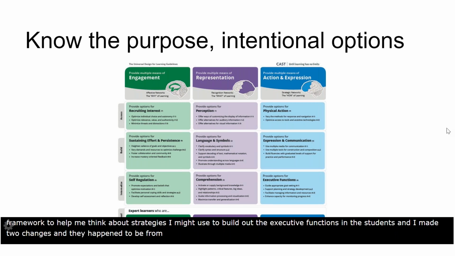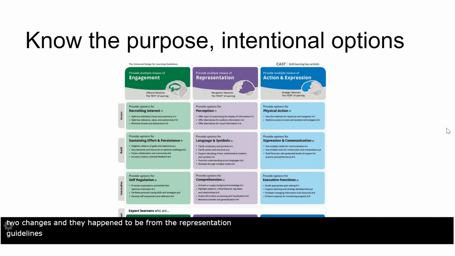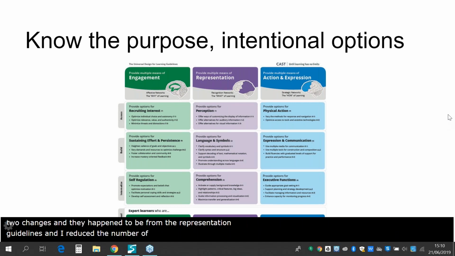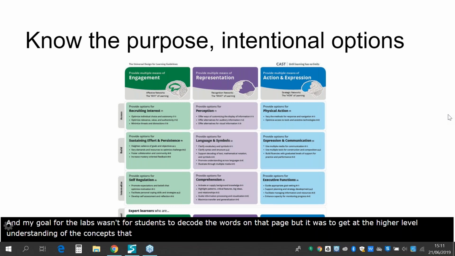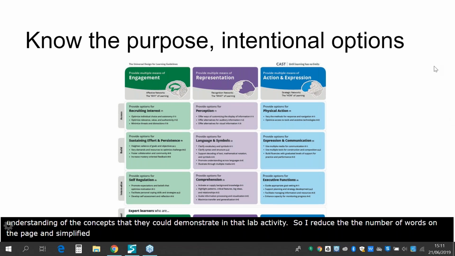I actually reduced the number of words on my page. If I looked at my labs, I don't know how many of you remember some of your science labs, but they tended to be filled with words. And my goal for the labs wasn't for students to decode the words on that page, but it was to get at the higher level understanding of the concepts that they could demonstrate in that lab activity. So one of the first changes that I made was I reduced the number of words on the page. I simplified the text and made the lab more like a checklist. And then I added images to align with these key steps.